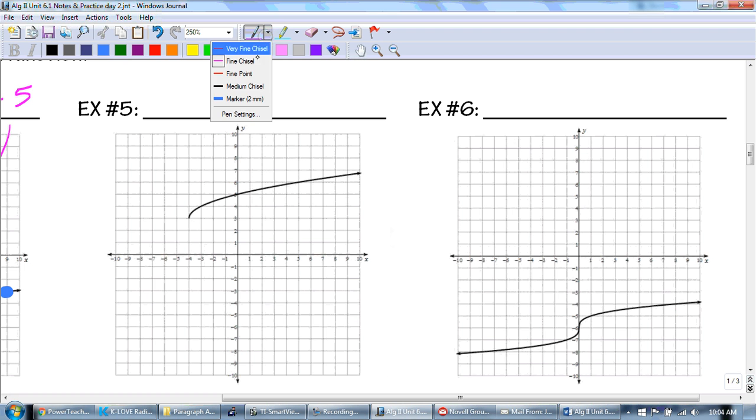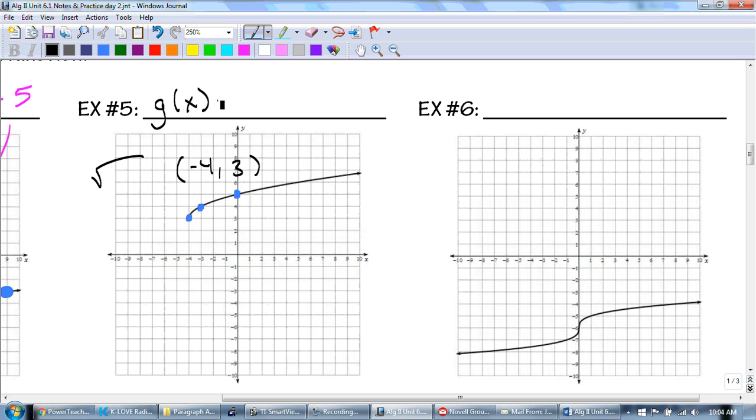Now for number 5, I can see right away that it's going to just be a square root. I'm trying to find all my points. So there's up 1 over 1, up 2, 1, 2, 3, 4. So there we go. My initial point right here is -4, +3. So as I write that, it's the square root of x. I take the opposite, and this number stays the same.